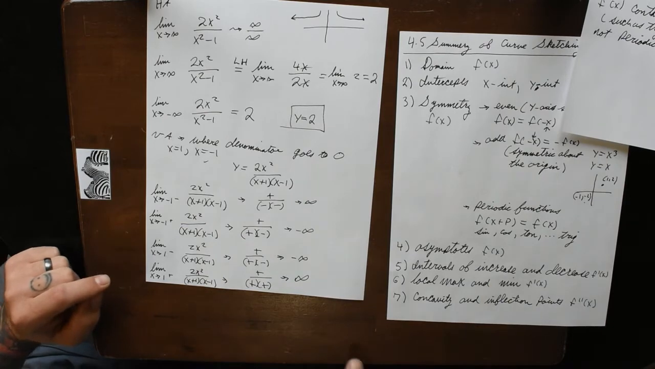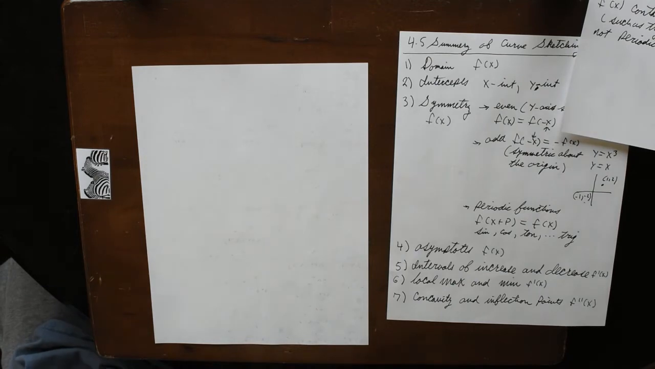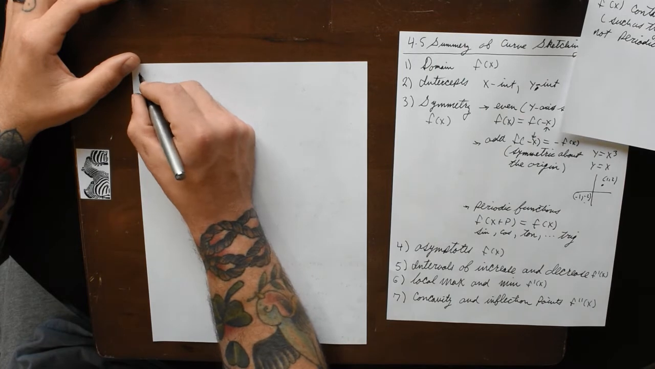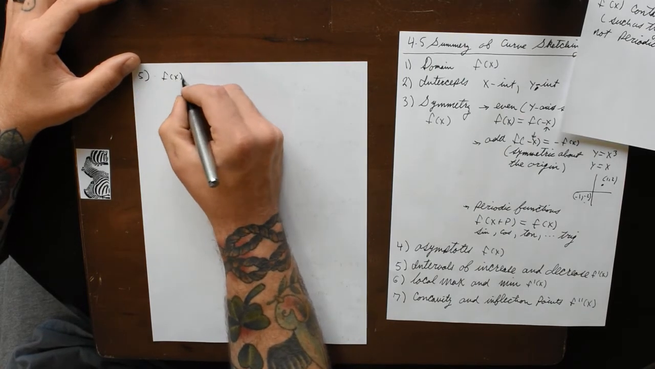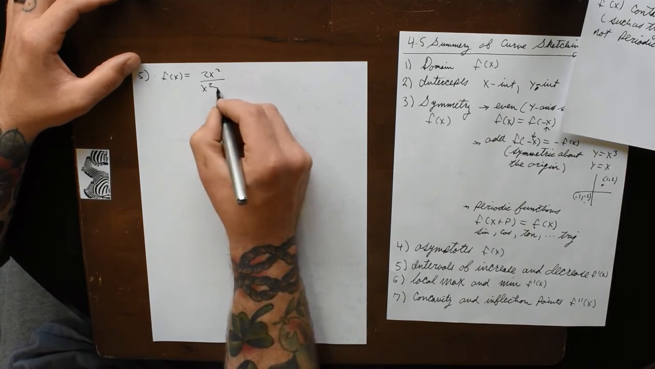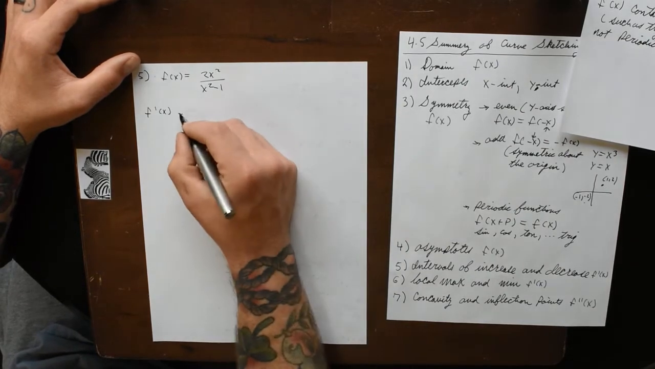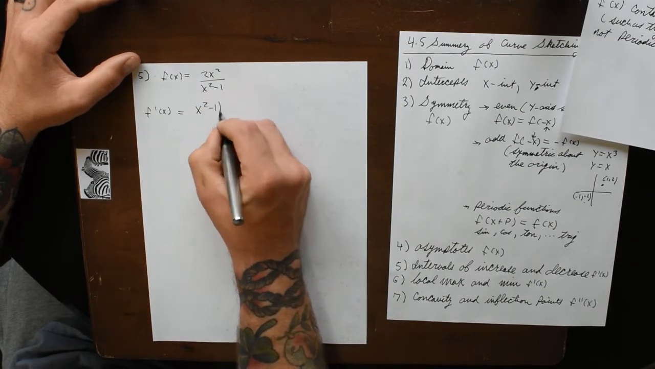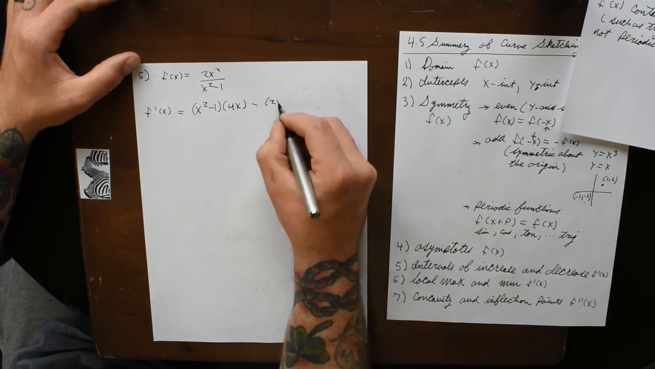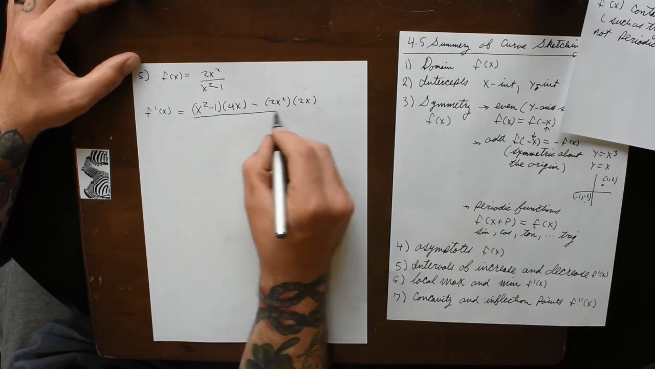Now we need intervals of increase and decrease. In order to get our intervals of increase and decrease, we need our first derivative. So, this will be for 5. If f of x is equal to 2x squared over x squared minus 1, then f prime of x, by the quotient rule, is equal to low times the derivative of the top minus the top times the derivative of the bottom, all divided by the denominator squared.